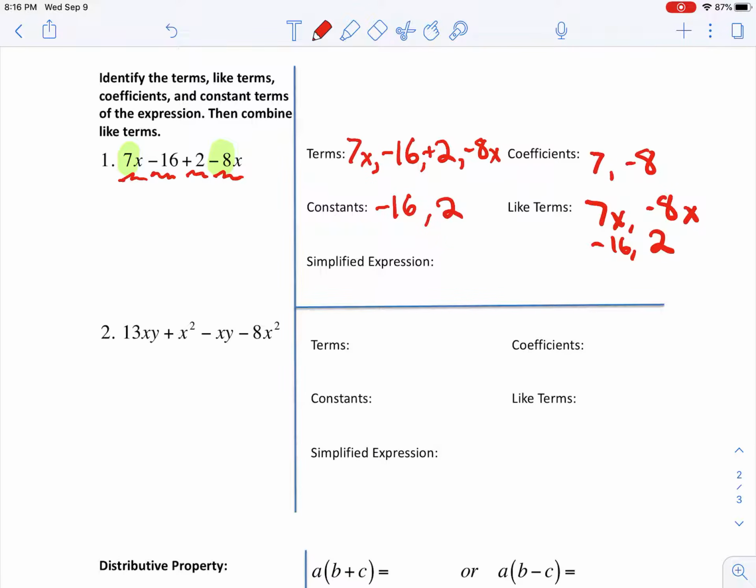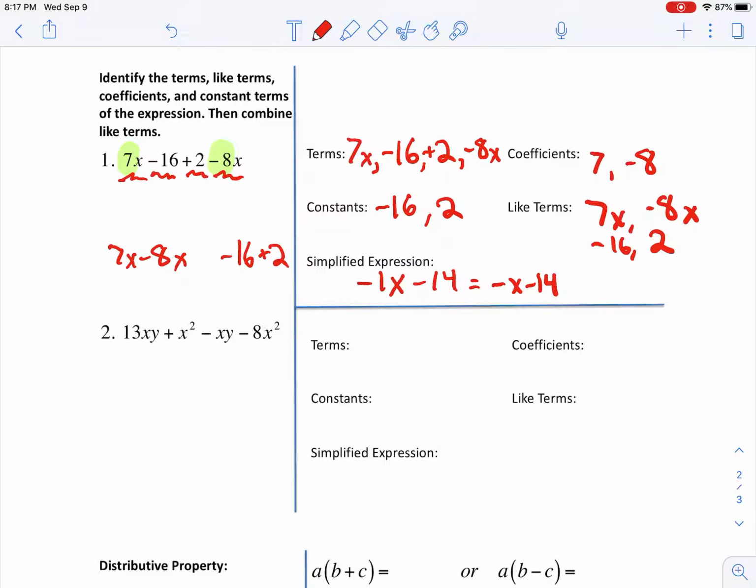do the operation. So for the like terms first here, 7x and -8x, we really just look at 7x minus 8x. And if we subtract 7 minus 8, we get -1x. Then we look at -16 plus 2. -16 plus 2 is -14. So our simplified expression is -1x minus 14. And of course, you can also write this as -x minus 14. Anytime there's no number in front of a variable, that number is 1.